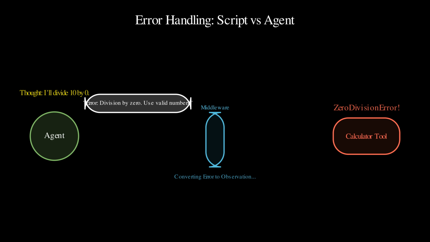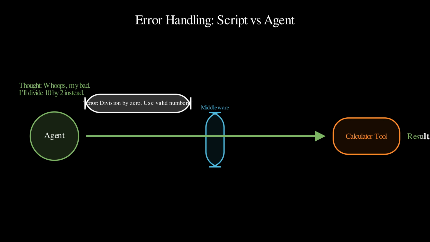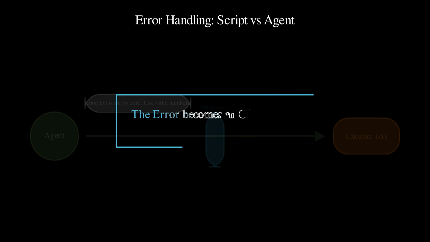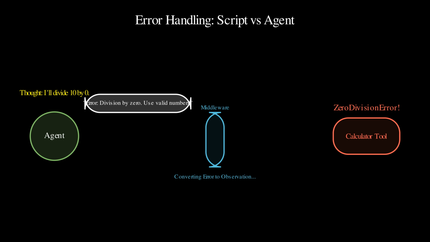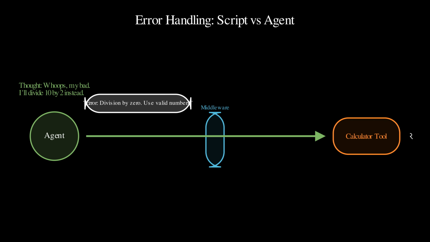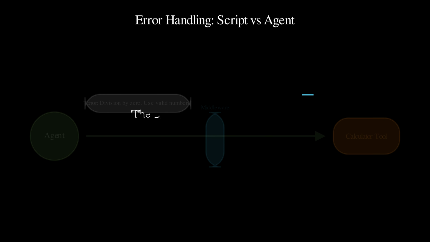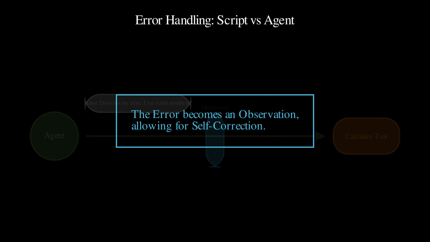Exactly. This is the aha moment for so many people. The error isn't a crash. It becomes an observation. The agent sees a message that says, error, division by 0, please check your input. Oh, that is brilliant. So the agent can look at that and go, whoops, my bad, and then try again with a different number. Yes, it effectively allows the agent to self-correct. It creates a resilient system that can recover from its own mistakes without the user even knowing something went wrong. That is a massive upgrade from a standard script.